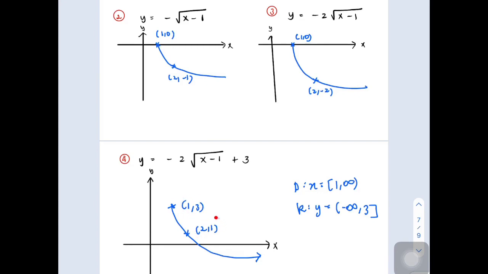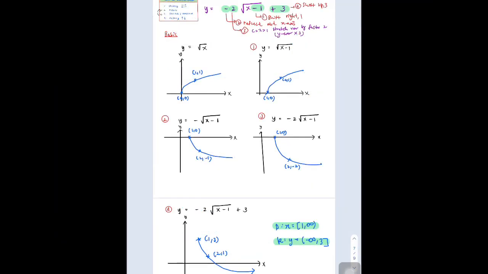Let's check another point here when x is equal to 2. So 2 minus 1 is 1. Square root of 1 is 1. 1 times minus 2 is minus 2. Minus 2 plus 3 is equal to 1. So alhamdulillah, we got the correct answer. So this is all for this chapter, transformation of graph.